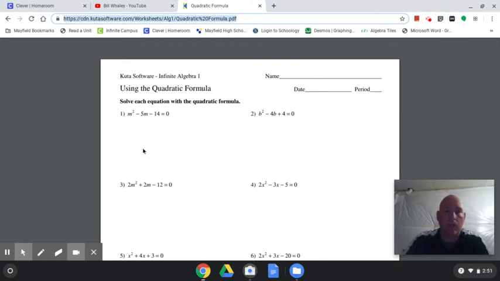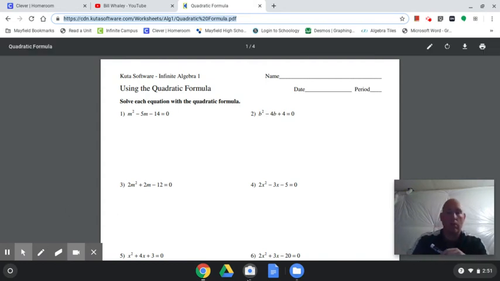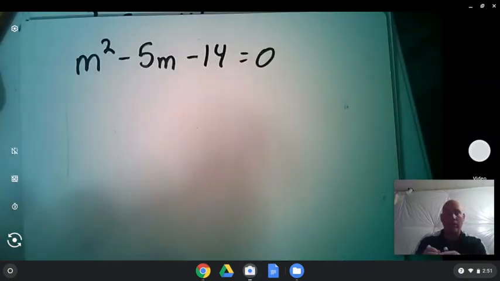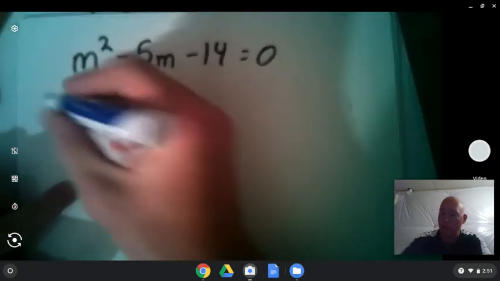So you can see the first problem is m squared minus 5m minus 14 equals 0. So before we can use the quadratic formula, we have to make sure it's in standard form. And we want to identify the A, the B, and the C components or the variables in this section. So now let's just start looking at it. Here was the problem. The easiest way to do it, you can write it right underneath if you want.